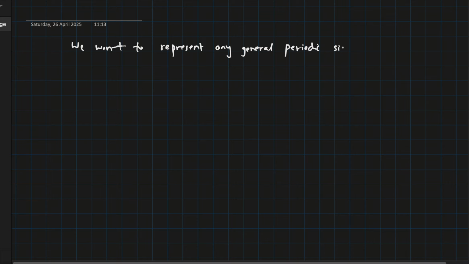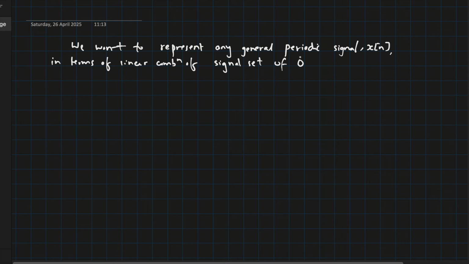Now we want to represent any general periodic signal x[n] in terms of a linear combination of the set of phi k of n.